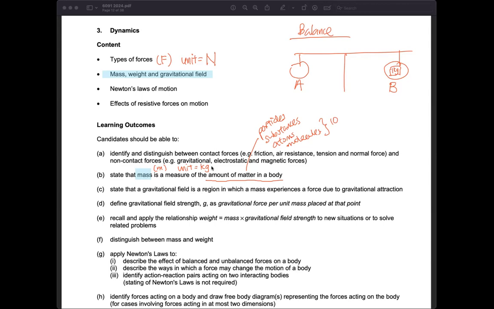Then we are going to talk about the next thing: the gravitational field and the gravitational field strength. All of you are now very clear about what mass is, how much things are inside the body. The things can be metal, molecule, particle, substance. When you need to define it, just use the word matter. If you use the word substance, it's fine. So mass, the SI unit is kg.